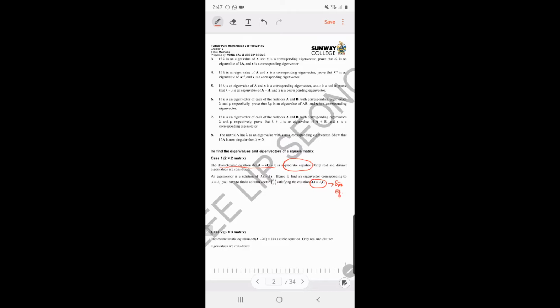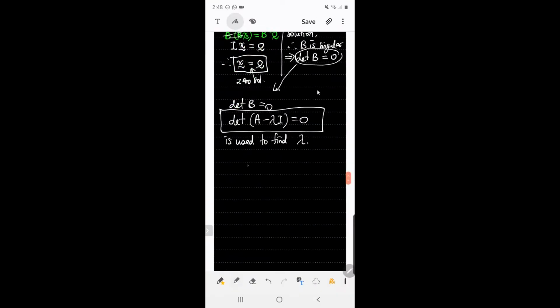So suppose that I call my matrix A equals to, let's say, A, B, C, D, right? So this is a 2 by 2 matrix. All right, so I'm going to consider this matrix. So now we move on to find the characteristic equation of A. So how do you find it?